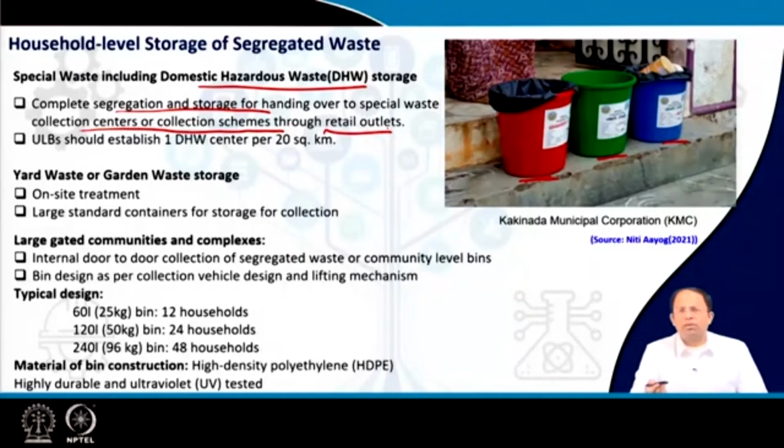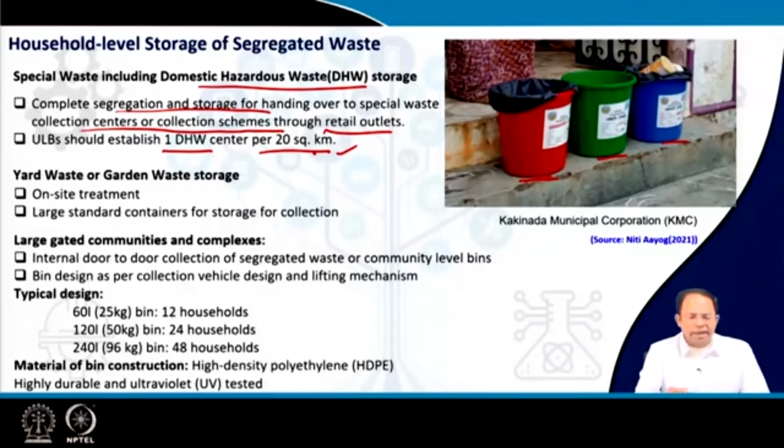We have to either take our waste there, or a collection center can be set up by the municipal body or ULB. The rule is that for every 20 square kilometers, there should be one domestic hazardous waste center. So we have to take our waste to that center and deliver it after certain times, when this container gets filled. That's how we also have to handle domestic hazardous waste.